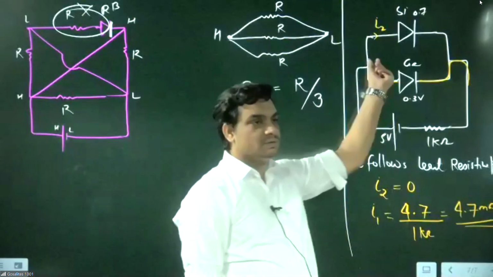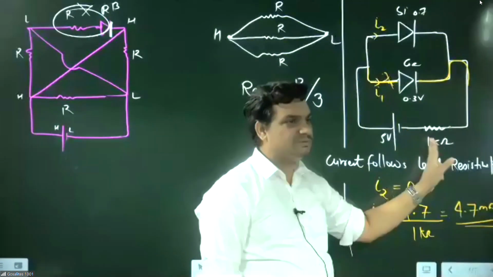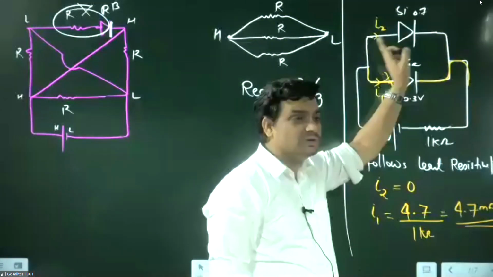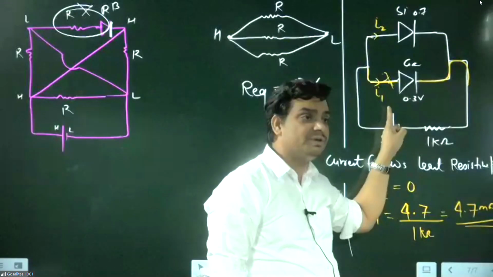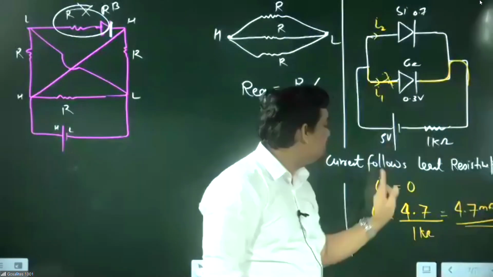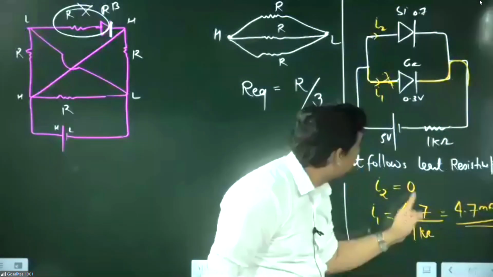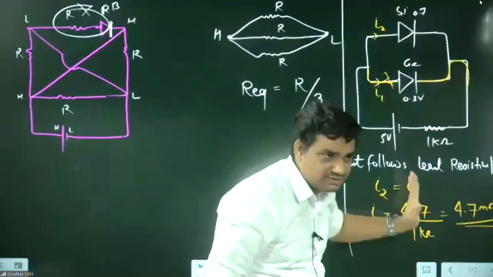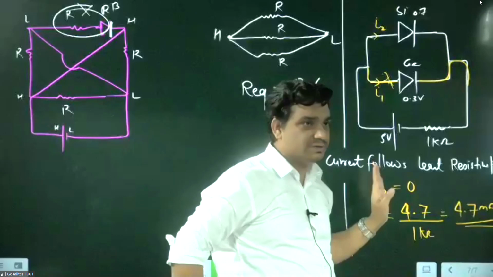Okay, 0.3 will be lost. So how much will be left here? Anyone will be going through silicon? No one will be going through silicon. They will be following your germanium path, GE path. So we can say I1 will be equal to 4.7, because 0.3 is lost here. So 4.7 by 1. This one is clear.